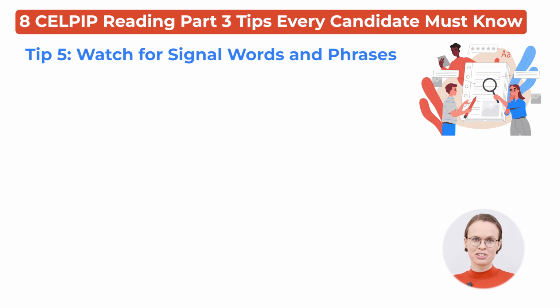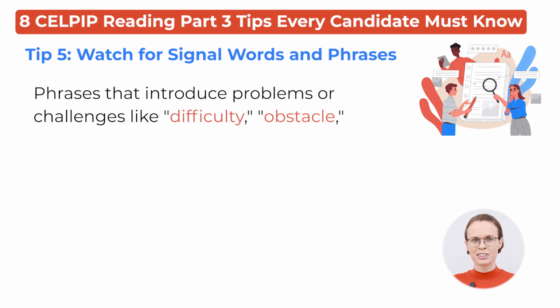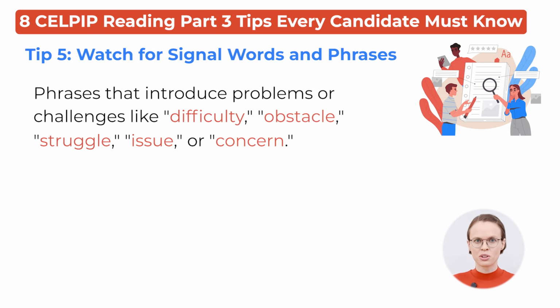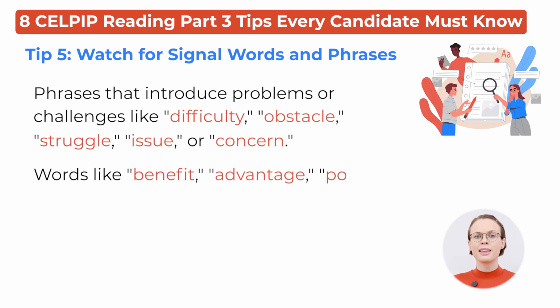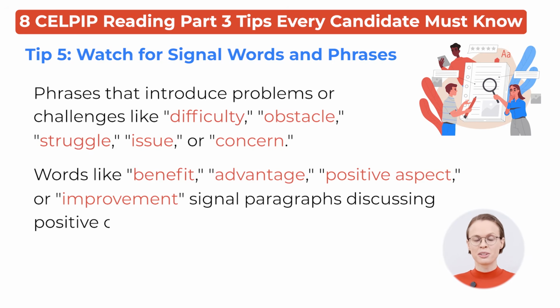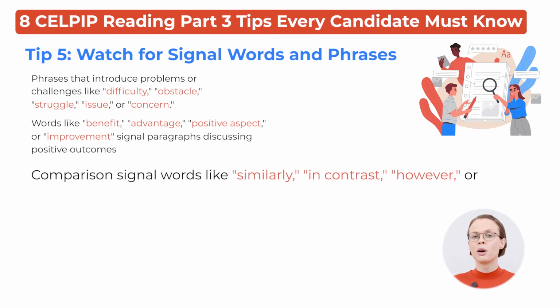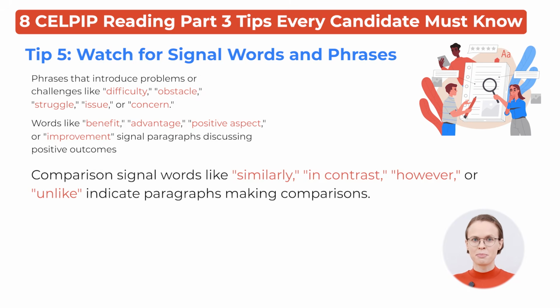Common signal words include phrases that introduce problems or challenges like difficulty, obstacle, struggle, issue, or concern. If a question asks about challenges or problems, these signal words guide you directly to the relevant paragraph. Similarly, words like benefit, advantage, positive aspect, or improvement signal paragraphs discussing positive outcomes. Comparison signal words like similarly, in contrast, however, or unlike indicate paragraphs making comparisons.